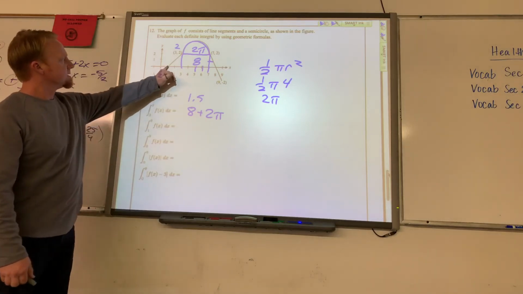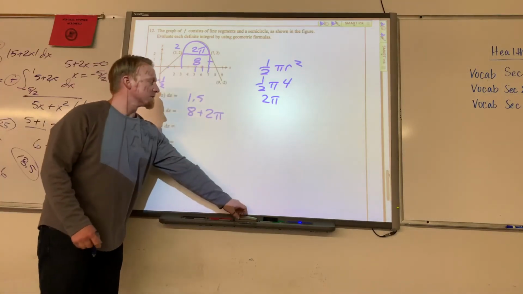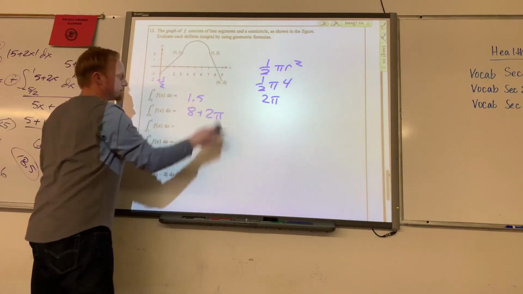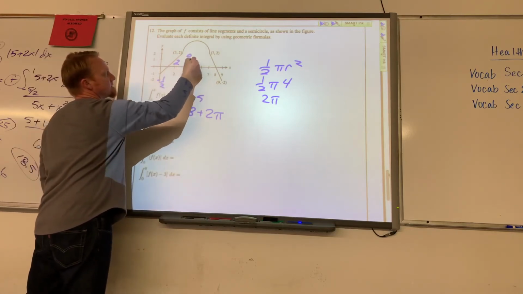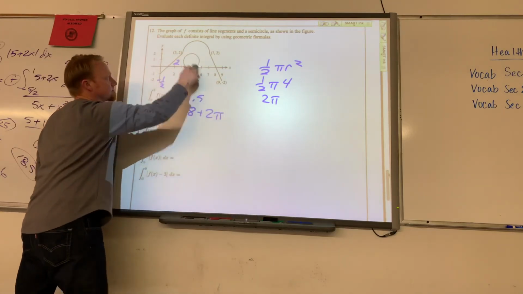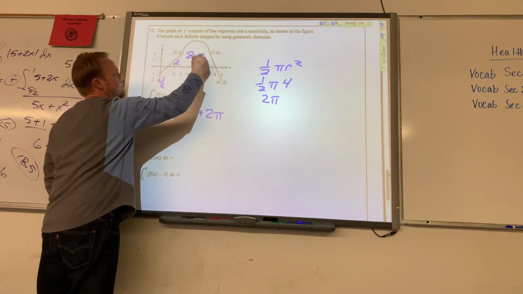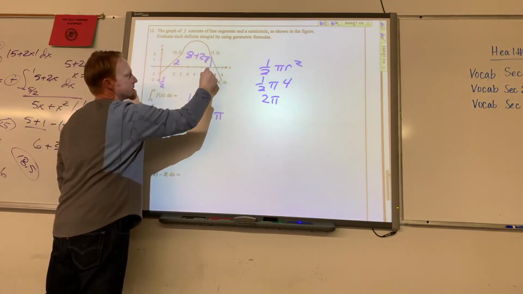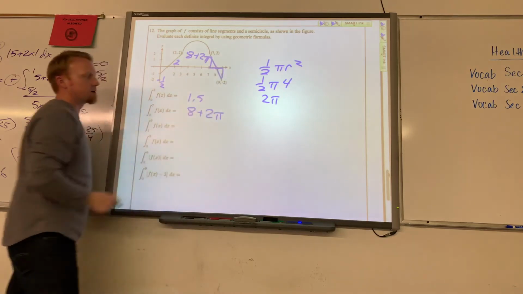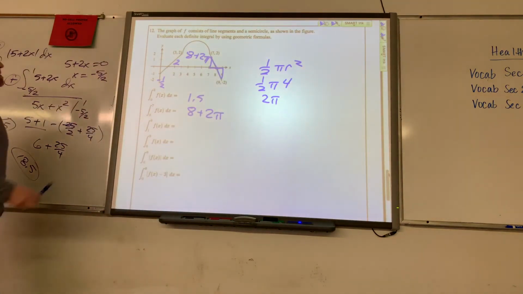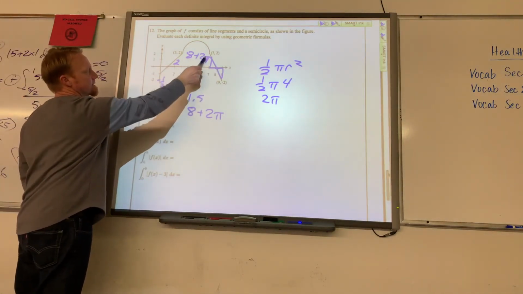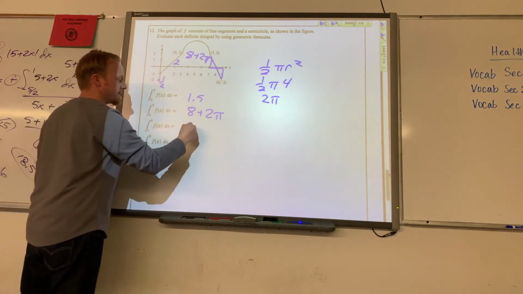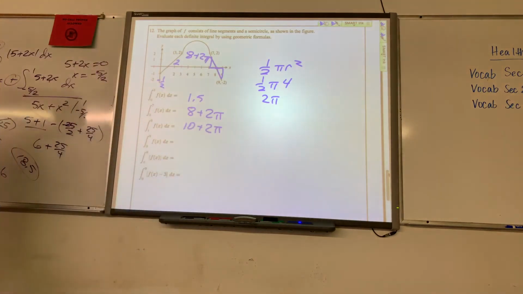So 1 to 9 is what I'm doing next. So I already know that that's 2. I already know this is 8 plus 2 pi. Okay? And then I should notice that these two triangles are the same and they cancel each other out. So that means 1 to 9 is going to be the same thing as 1 to 7. So I have this in the middle plus that. So that means I'm looking at 10 plus 2 pi for 1 to 9.